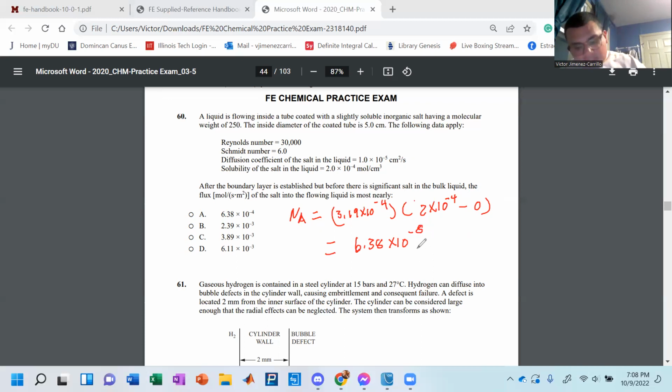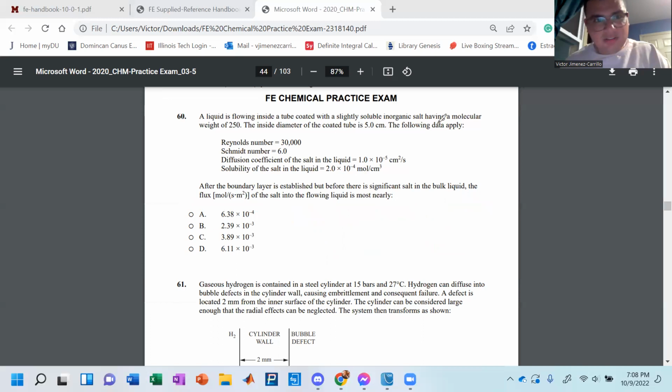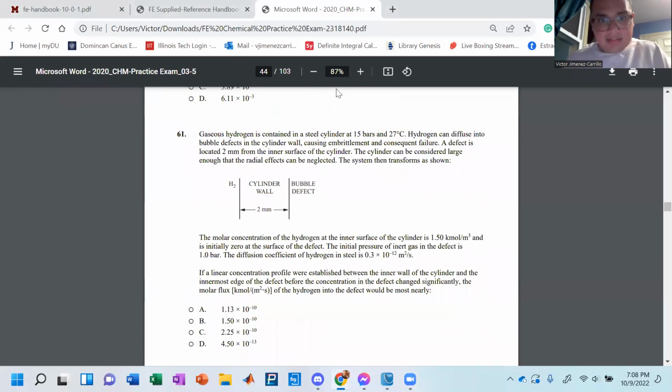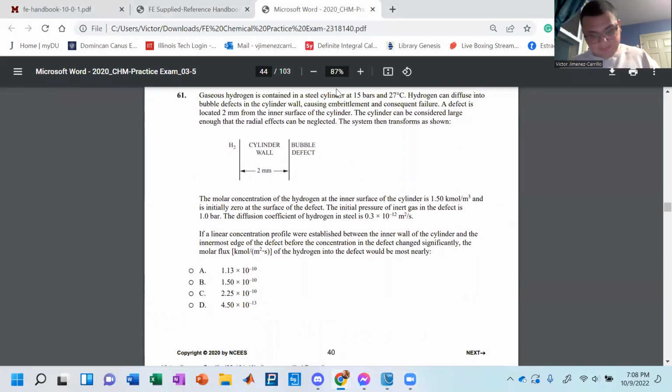It's to the negative eighth because the units of this are moles per second centimeter cubed. And the question wants it in meters cubed, so once you convert the bottom to meters cubed, you get A. I don't like that question. In fact, I don't like anything that has to do with that.